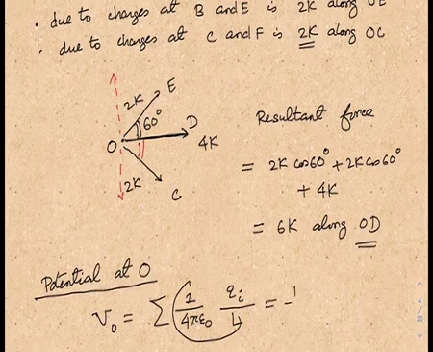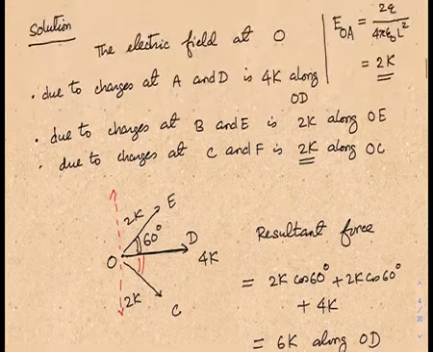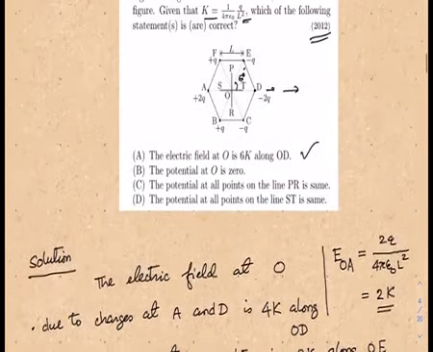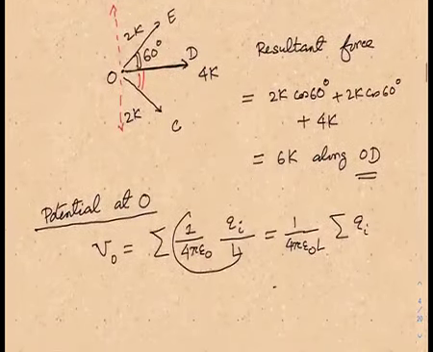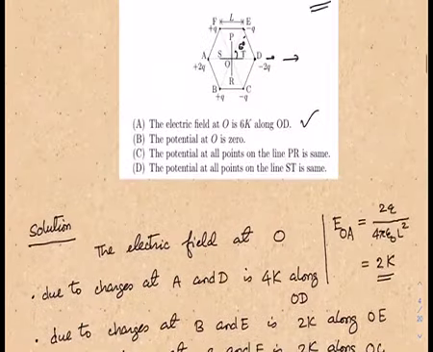So I will have 1 by 4 pi epsilon 0 L, sum of all the charges, and you can easily see that if you sum up all the charges, that is going to give you 0. So therefore this would be simply 0. Is that option there? Yes, that option is also correct.